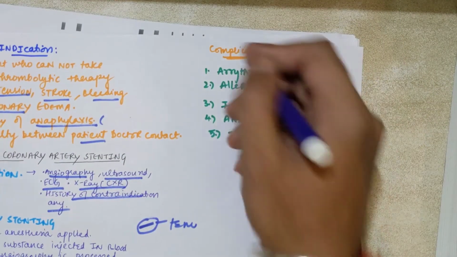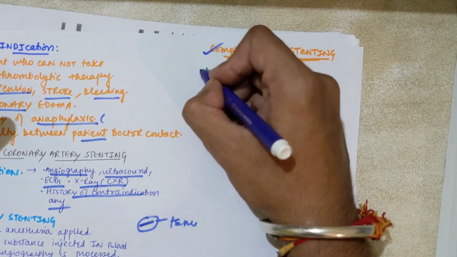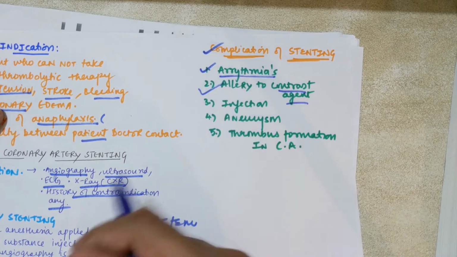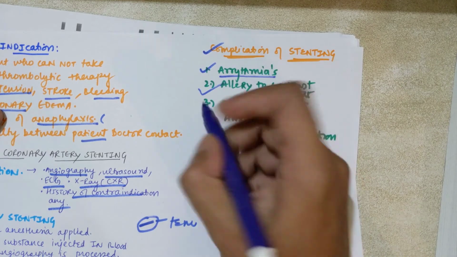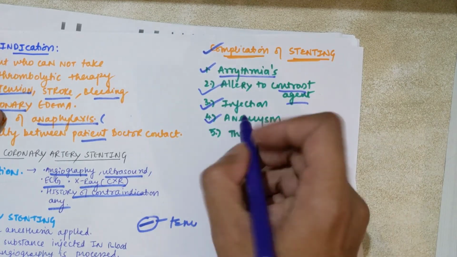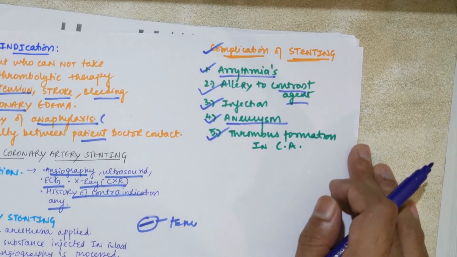Clear? Now the complications of stenting. After the surgery has been done, stenting is done, what can be the other complications? Like arrhythmia, the patient can have allergies to the contrast agent we use to check the region, or to the catheter. There can be infections, and there can be dilation in the blood vessel also, okay, that is called aneurysm, and thrombus formation. There can be clotting in that area, like in the coronary artery or carotid artery.